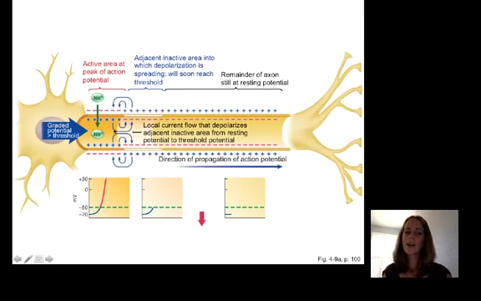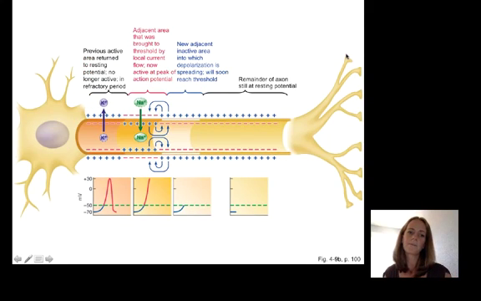Your book diagrams this. I'll tell you guys, I don't love these diagrams, but ultimately what you can see is that the graded potential gets you to threshold. Once you get enough, then you'll get this domino, which will travel, sending in sodium as the sodium channels open in a domino effect down the axon, ultimately reaching the axon terminal.